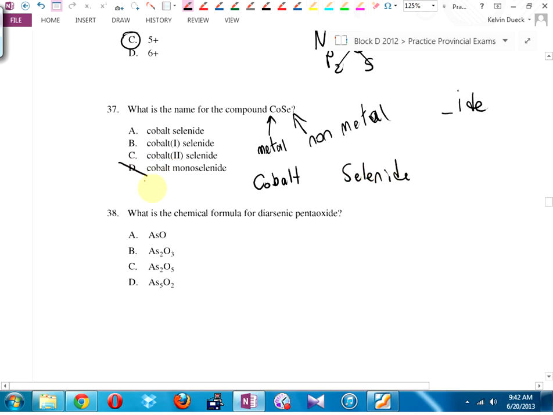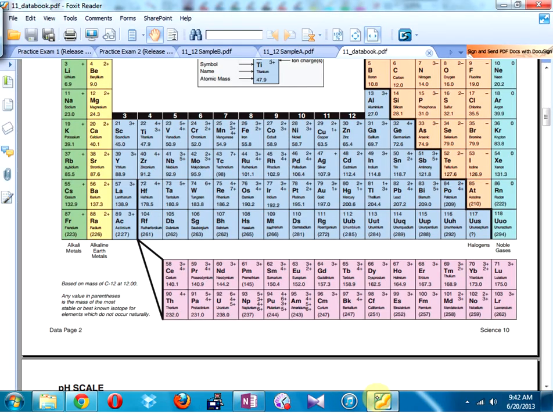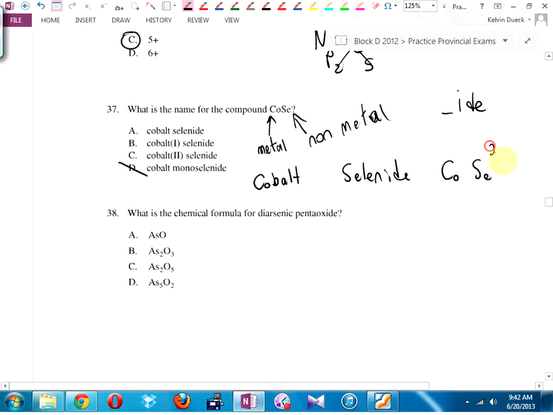Now, is cobalt multivalent? Ah, it is. So you know what? We're going to have to do our crisscross rule to figure out what works here. It looks like we have one and one. So if I find selenium, it has a charge of 2 negative. And since this must also balance with a 2 negative, which is why when we crisscrossed, we ended up with one and one. So I'm looking for cobalt 2 selenide.